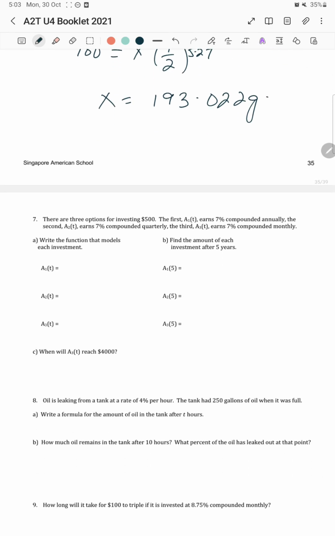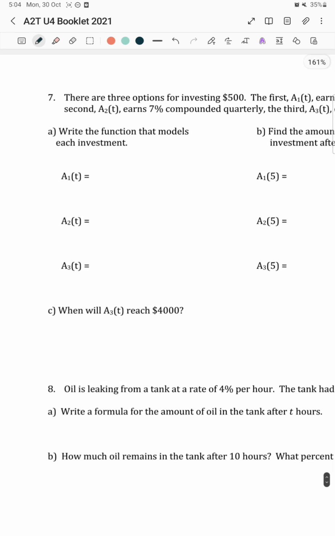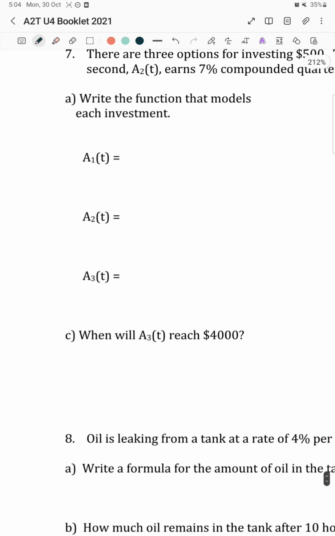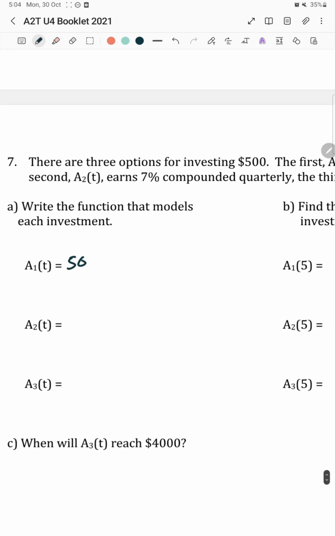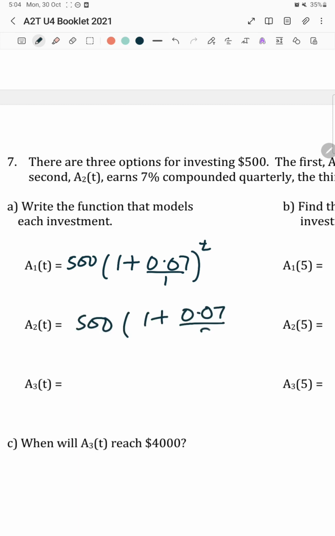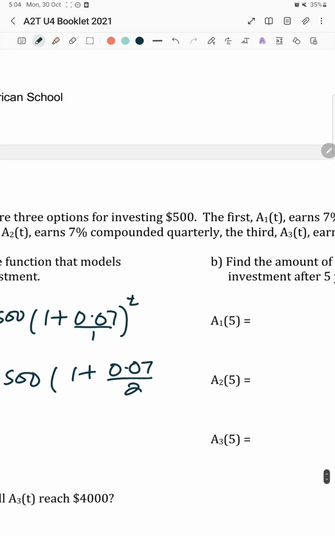Okay. So there are three options for investing $500. At first, A1(t) earns 7% compounded annually. The second, A2(t) earns 7% compounded quarterly. Third, A3(t) earns 7% compounded monthly. Write the function that models each investment. So it's A1(t), which will be equal to 500(1 + 0.07/1)^(1t). If it would be A2(t), it would be 500(1 + 0.07/2)^(2t).